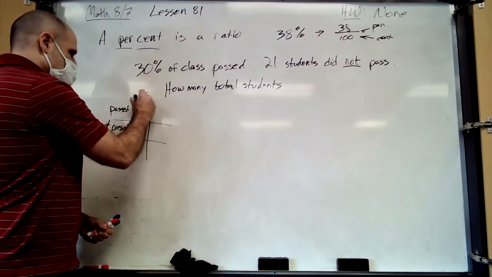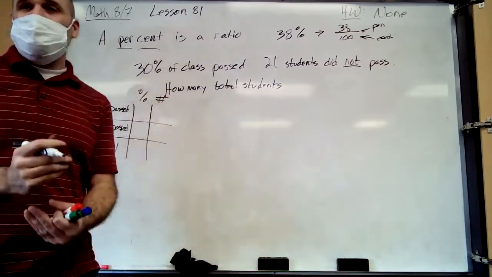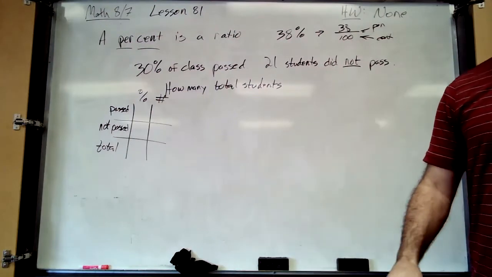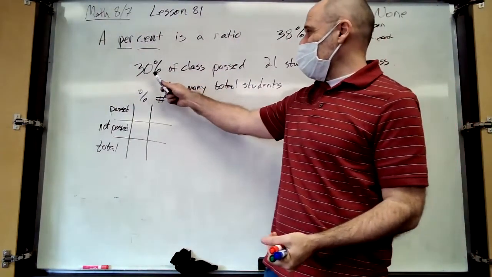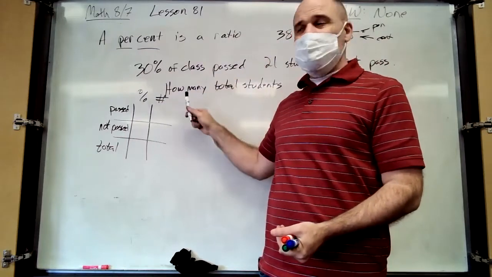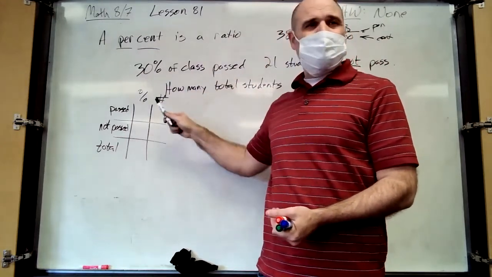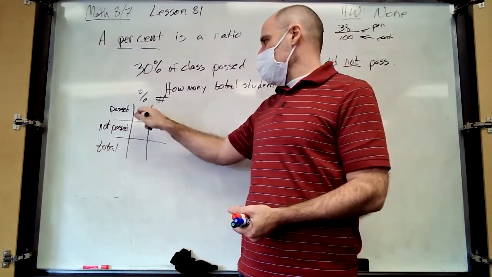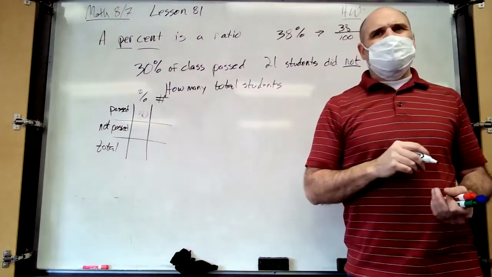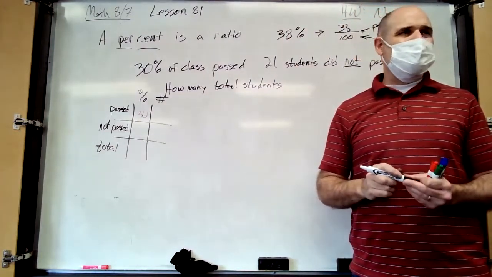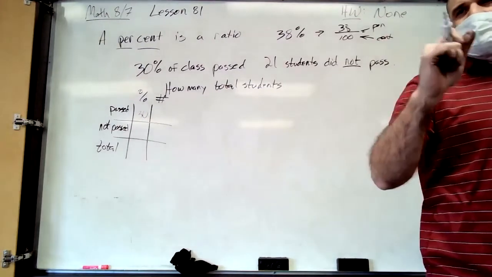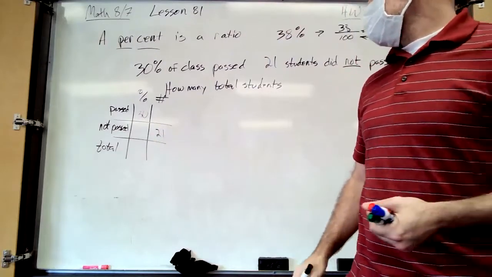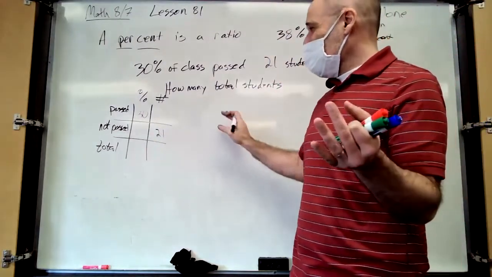So the first column is going to be percents and the second is going to be the actual number. So let's just go through our problem again and fill in the blanks here. Where does the 30 go? You have six choices here. Adeline? It goes right next to passed under percent. Yep, top left, right there. Okay, so where does the 21 go? Somebody else? Maren? It goes two across from the number. Yep, right there, good.